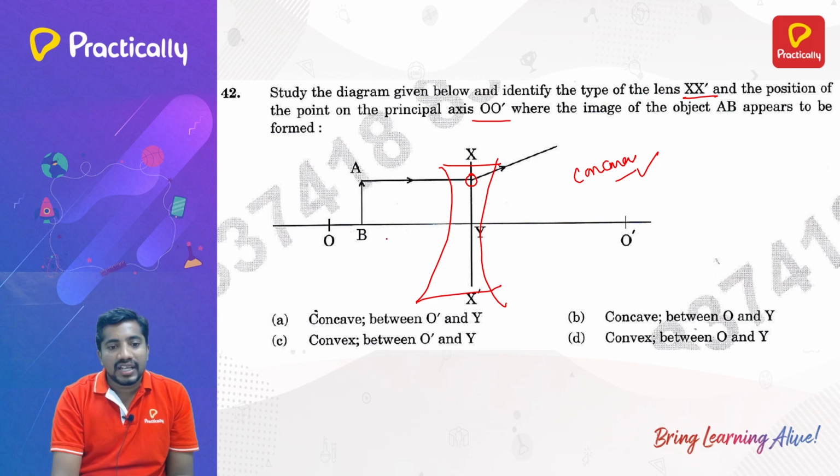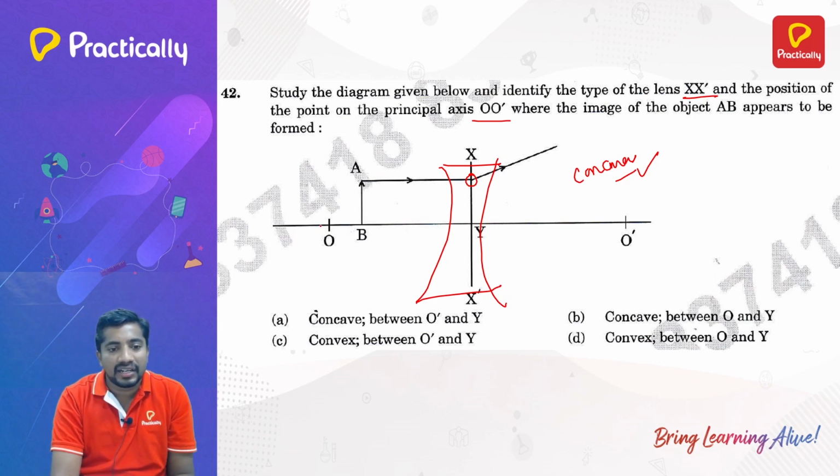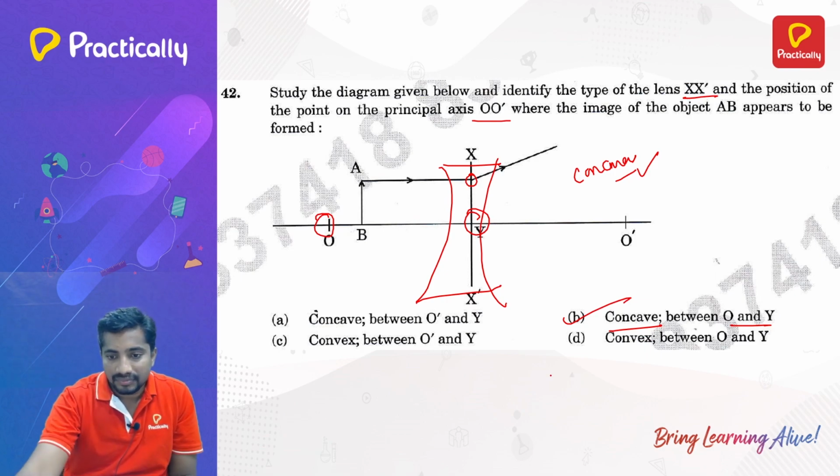And for a concave lens, always the image will be formed, I mean, the image and object both will be on the same side. So the image will be formed in between O and Y region. So concave, between O and Y. Option B. All right.